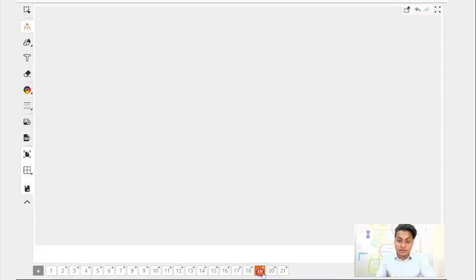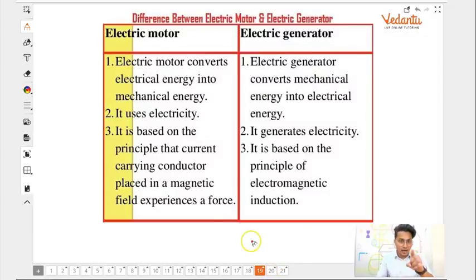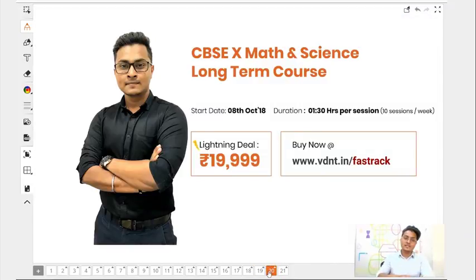But one very important thing which I want to tell you guys is, basically I'll cover this difference between electric motor and electric generator after this particular thing which I want to tell you. It's very, very important. It's a very good thing for you. It's actually a surprise for all of you. That surprise is here, guys, very simple.